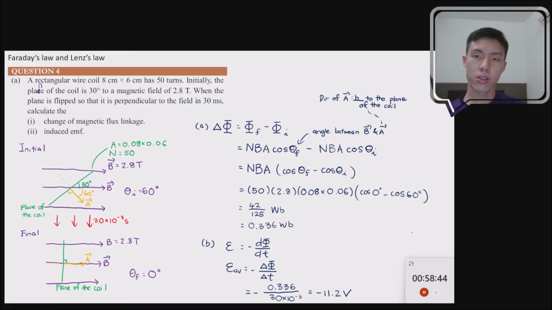So let me think about whether everything makes sense or not. Final, then at its time it should be maximum minus 1. Positive change of phi, negative induced EMF. Makes sense? Okay, so that's it for this question. Let's move on.